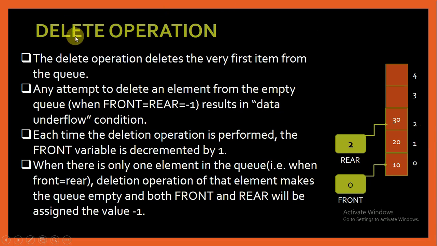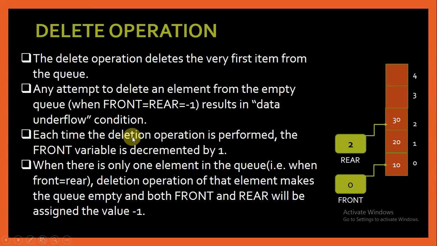Now let us talk about the deletion operation. The delete operation deletes the very first element from the queue. We cannot delete any element from the middle of the queue. Only the first element can be deleted from the queue. Any attempt to delete an element from the empty queue, when front and rear both are -1, will result in data underflow condition because if the queue is empty, it is not possible to delete an element from the queue.